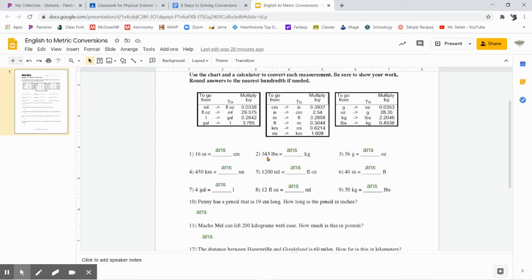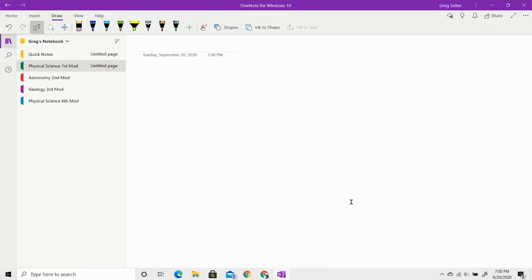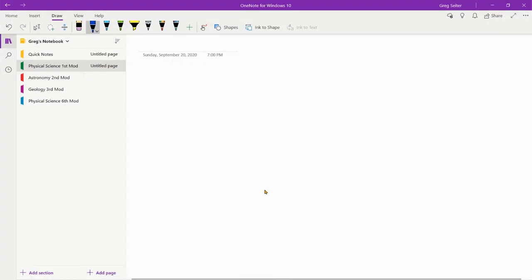Number 2, 345 pounds equals how many kilograms? Let's check that out. 345 pounds equals how many kilograms? Okay, now let's go look at our conversion.